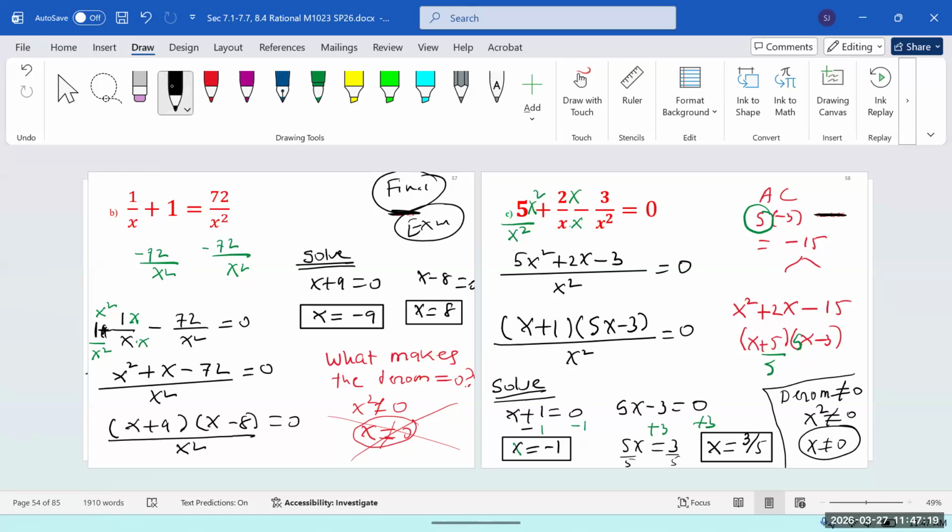Fortunately, we don't have x equals 0 in our solution, so we are safe. If the denominator is 0 and you have that in the solution, you're going to disregard that. Just like the time question we did, when you have time equals negative, we solved it, but then at the end we have to disregard that.